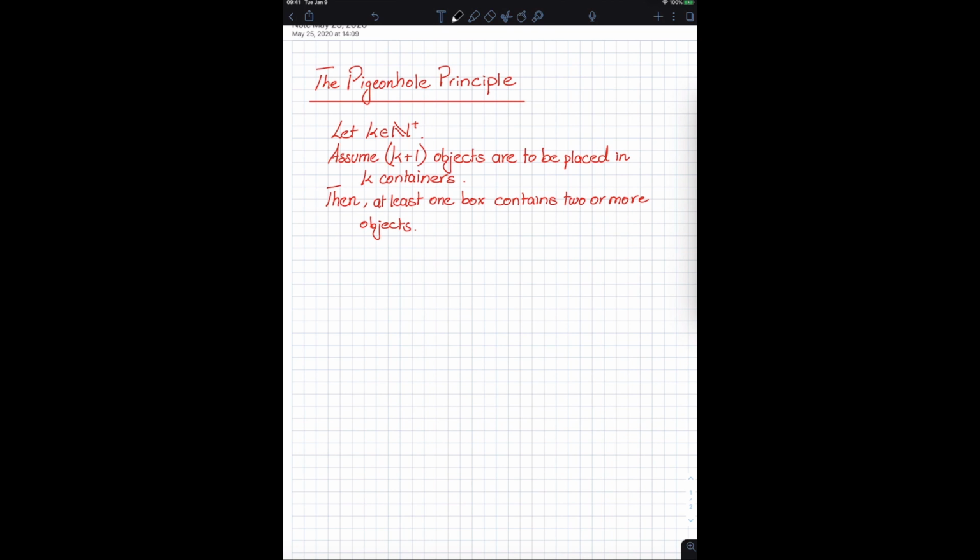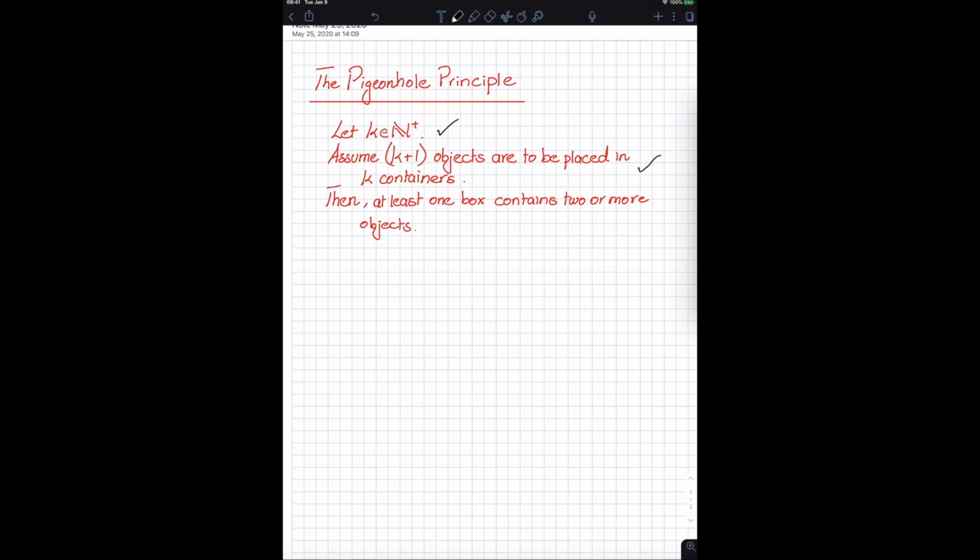It says that let k be any positive natural number, and then assume that you have k plus 1 objects which are to be placed in exactly k containers. And then the pigeonhole principle states that in such a situation, there will be at least one box which will contain two or more objects.